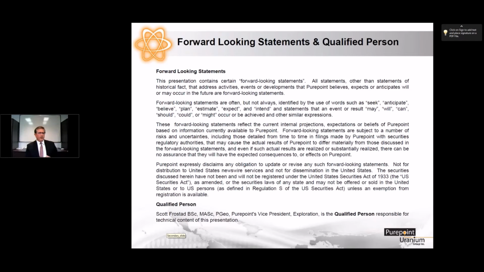Although they've reviewed this material, I think it's important to note that what you're going to see today is the interpretations and the opinions of Purepoint. They don't necessarily reflect everything that Cameco and Areva believe or their opinions, but by and large, I think we all see this as something very positive for all of us collectively moving forward, and that we want to better understand as a group.